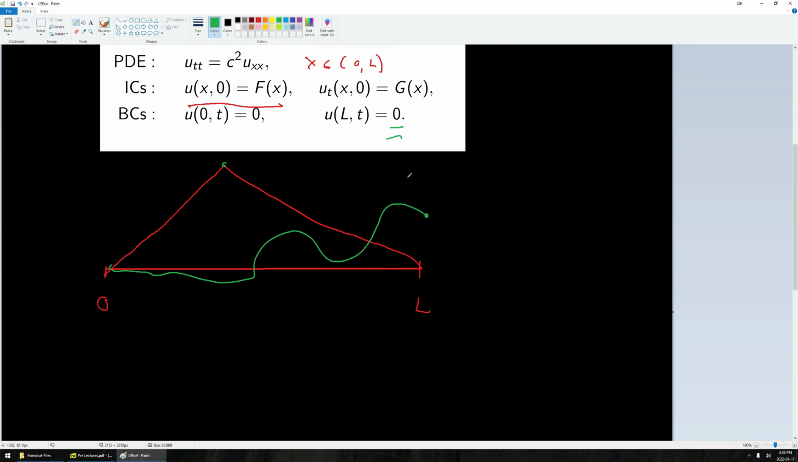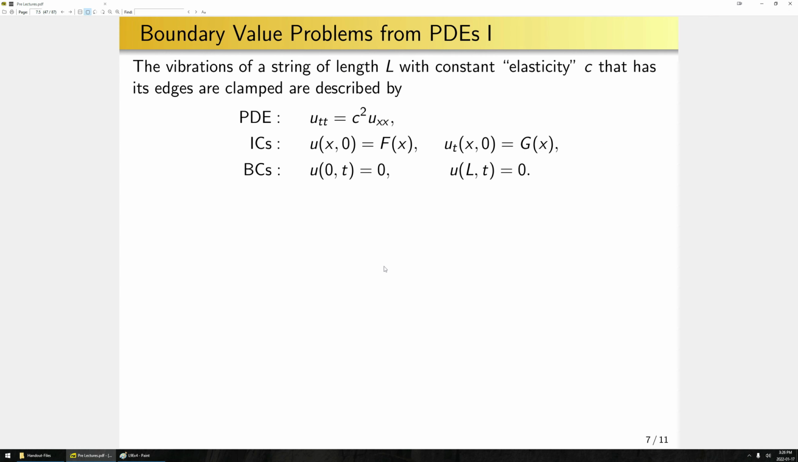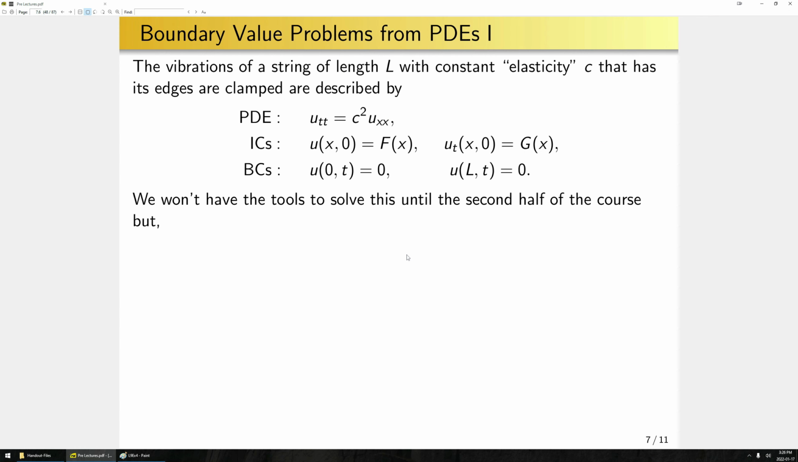And there's lots of other things we can do, and I'll talk briefly about other boundary conditions at the last slide of this lecture. Okay, so if this describes a string, which it does for quite a few strings, at least in an idealized framework, then if I want to know how the string is going to move, I need to be able to solve this partial differential equation.